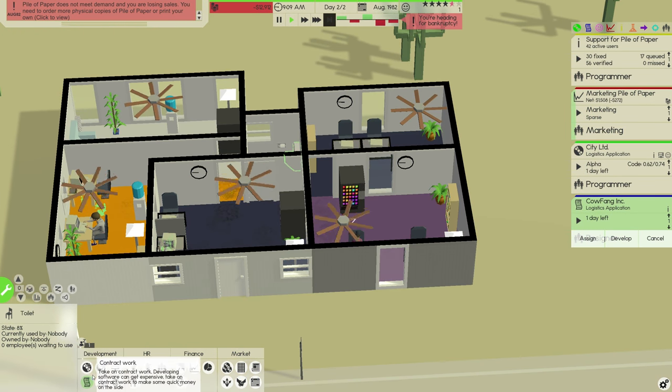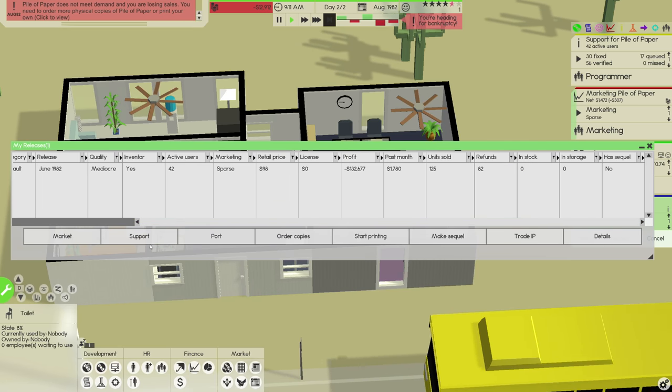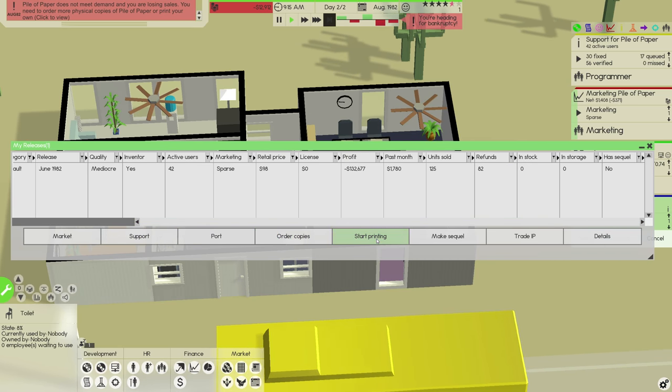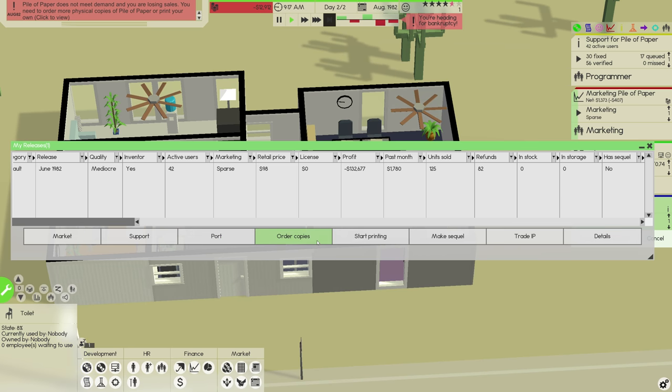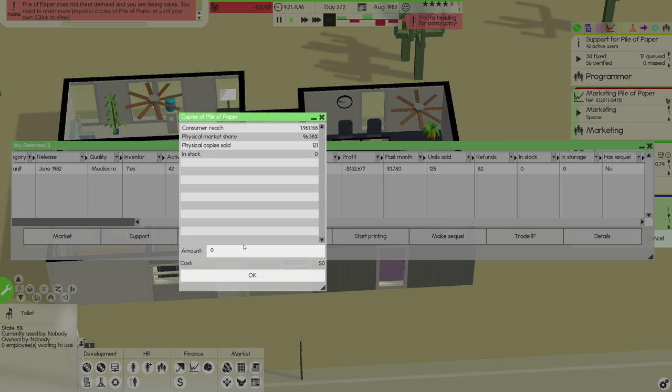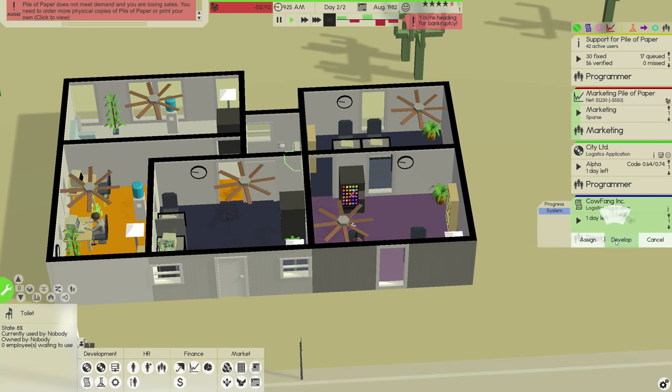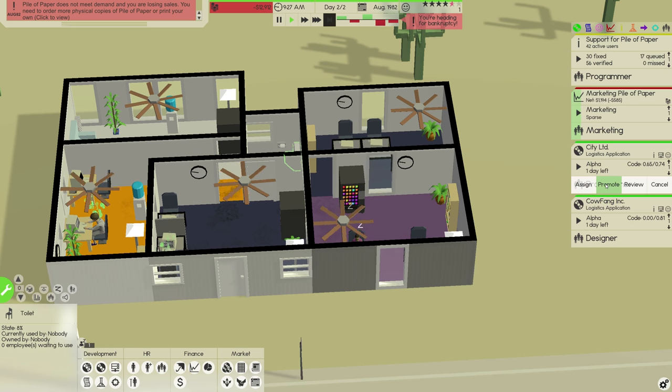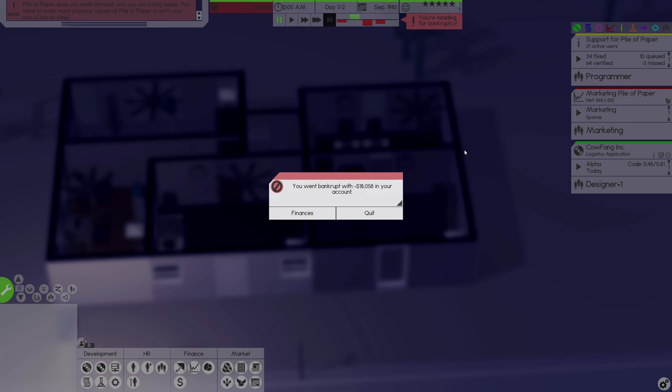Does not meet demand and you are losing sales. I guess I'm gonna have to start printing order copies, which I would love to do, but I don't have the money to order copies. Oh, this game is driving me crazy. All right, and I went bankrupt.